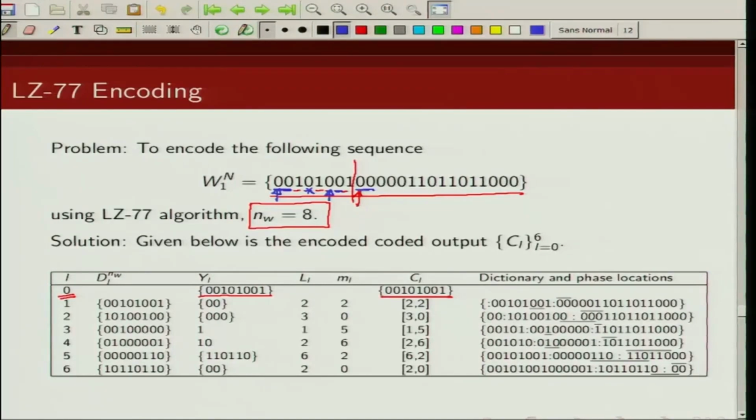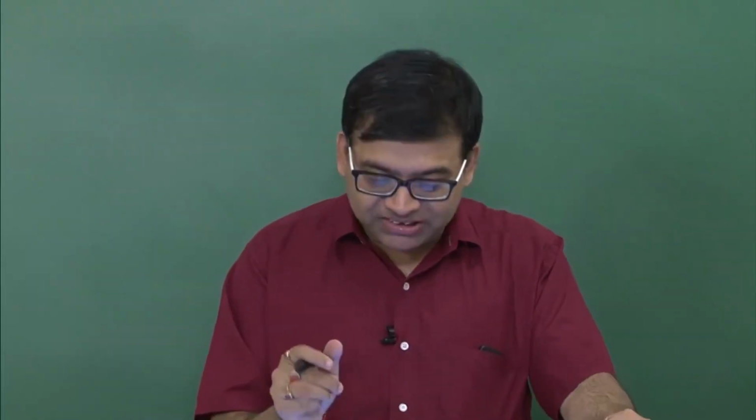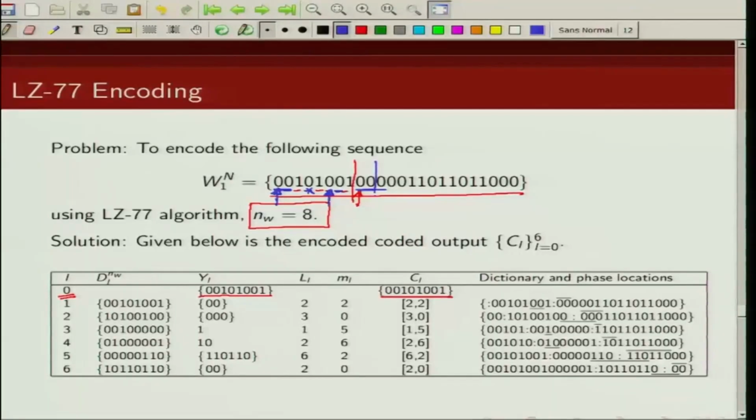What about 0, 0, 1? Do we have a match of 0, 0, 1? So where are the two places we had a match? We had a match at this location, but this is 0, 0, 1. What about this one? Do we have a match of 0, 0, 0? The answer is no, because this is 0, 0, 1. So the largest substring that is matched with the symbols in the dictionary is 0, 0. So the substring y1 is 0, 0. That's what I am writing.